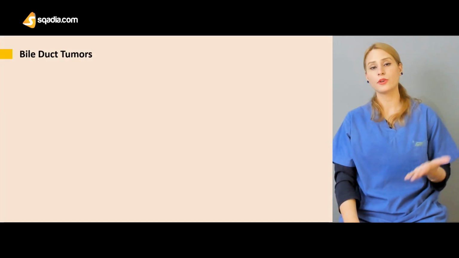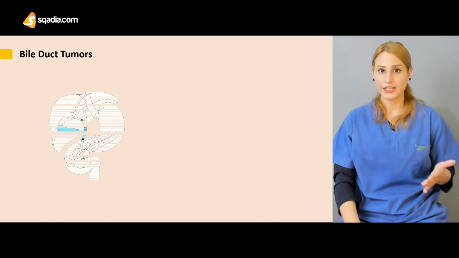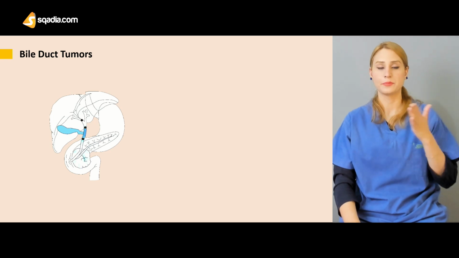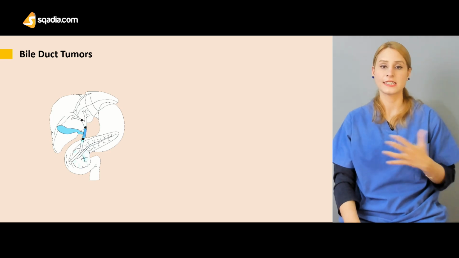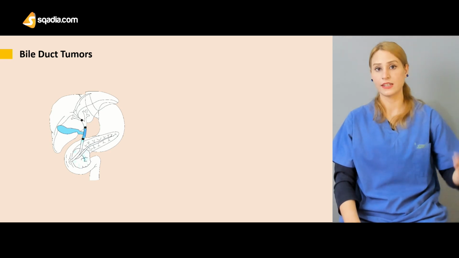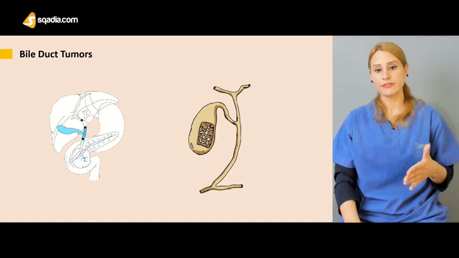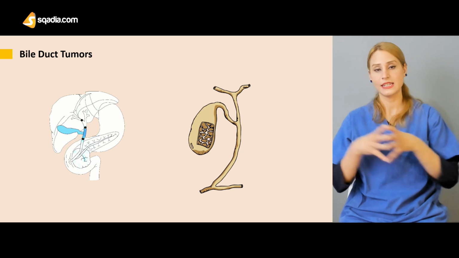Before going into the details of the tumors and their classification, we should have an idea about the biliary anatomy and the connection of different channels within the liver, and which are the extrahepatic. So this biliary channel is divided into the intrahepatic portion and the extrahepatic portion.